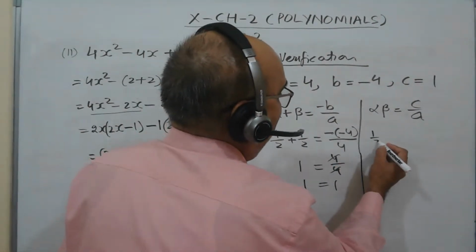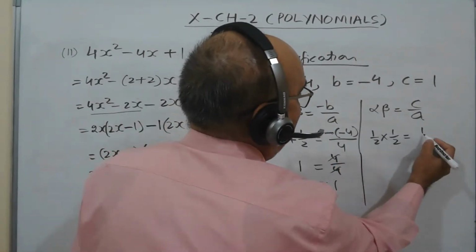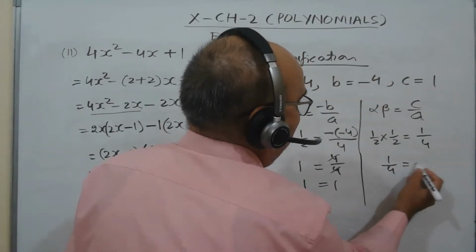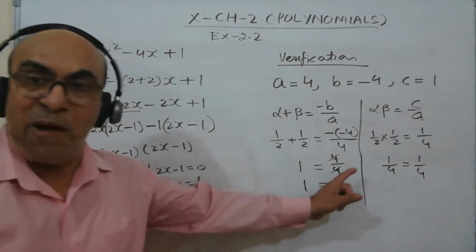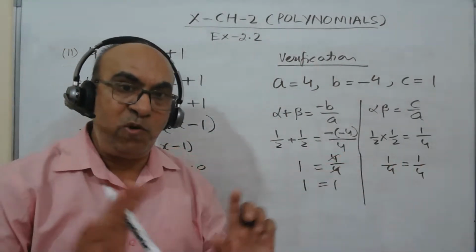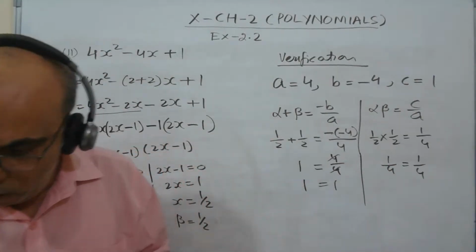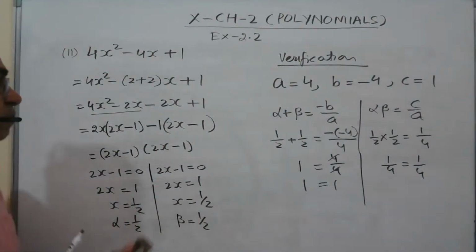Here 1 by 2 into 1 by 2, it is 1 by 4. 1 by 4 equals 1 by 4. Sum of zeros and product of zeros both verified. Now third bit.